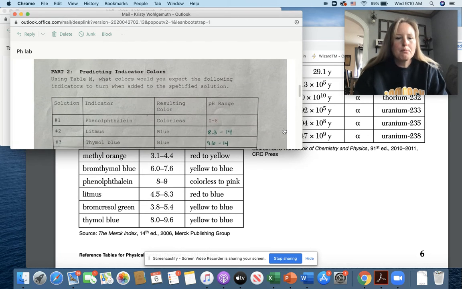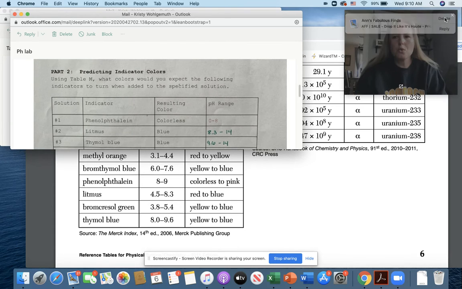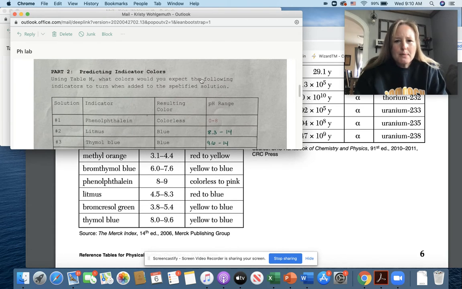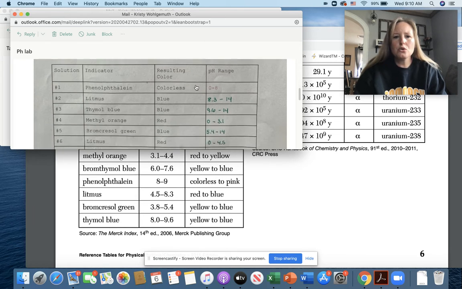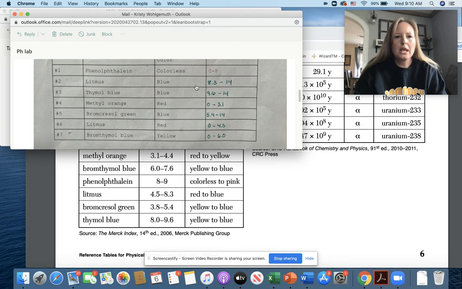Let's see. Part 2, using table M, what colors would you expect the following indicators to turn when added to the specified solution? Okay, so here we go. Now I'm giving you a specific color, and you're going to tell me the range. Again, your answer must be outside of the range listed, because that's the color changing range. I'm giving you a specific color.